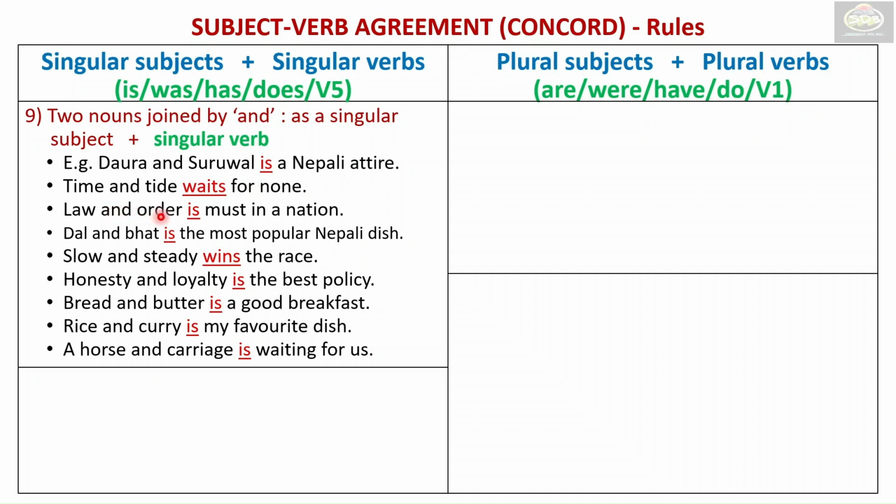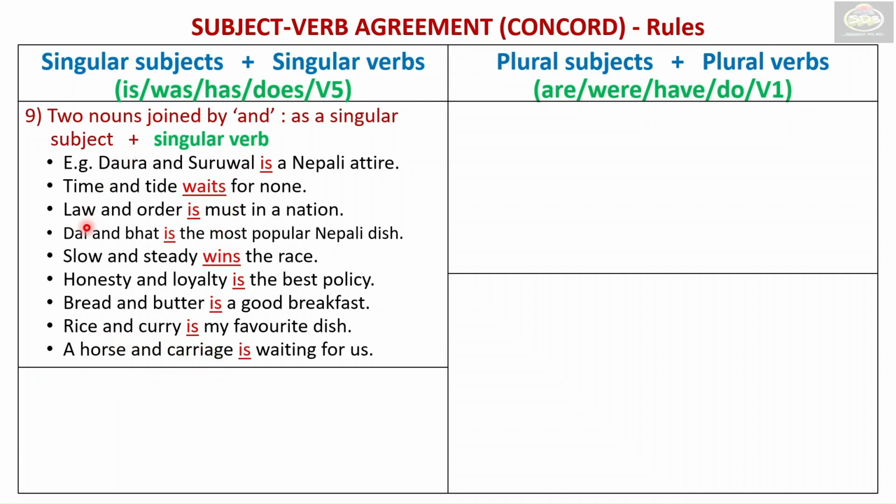Time and tide waits for none. Law and order is a must in a nation. Dal and bhat is the most popular Nepali dish. Slow and steady wins the race. Honesty and loyalty is the best policy. Bread and butter is a good breakfast. Rice and curry is. A horse and carriage is. Horse and carriage makes a complete vehicle.